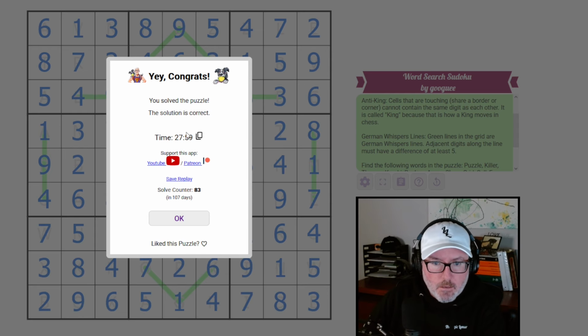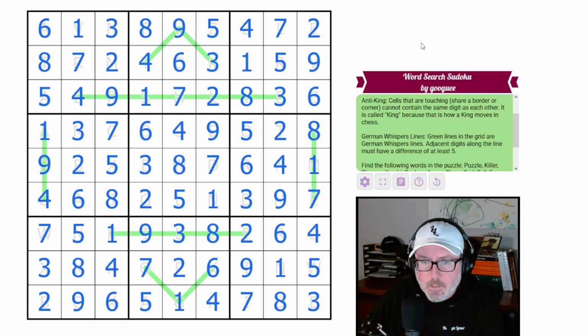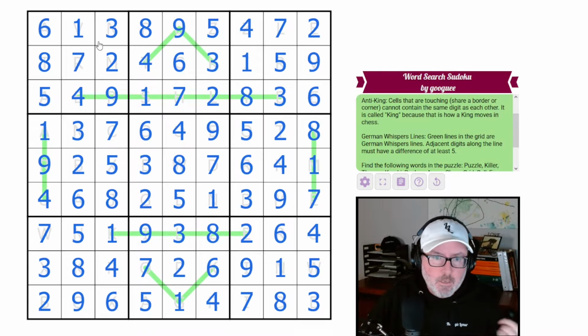Solution is correct. Cool. It hasn't been out for 107 days. It must have been created at some other point and then just put on here. It's been out for a couple of days, though, I think, at this point. So a fun puzzle. I really did enjoy the two-part puzzle here. Essentially, we had a word search. We solved the word search, put in some digits from that, and then go from there and find how all this stuff works. So fun puzzle.